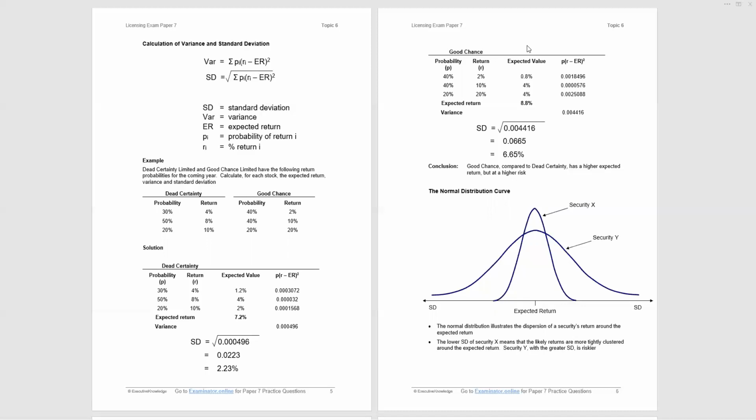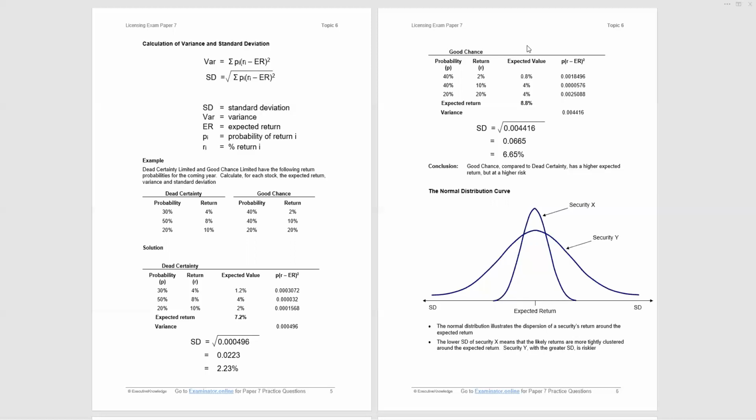Well, when we're doing these calculations, the minuses would cancel out with the pluses and we would be going nowhere. So we have to eliminate the minus element, and we do that by squaring. So that's the reason we square what's in the brackets. So for the first row, I would take the probability P of 30%. Now I do everything in decimal in this calculation. So 0.3 multiplied by open brackets, 0.04 the return, minus 0.072 the expected return, and I square that.